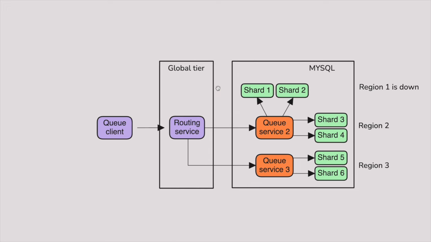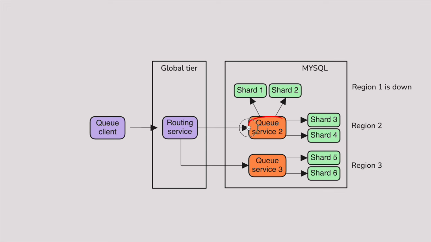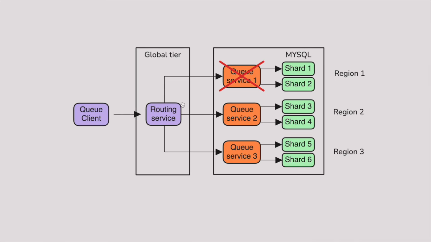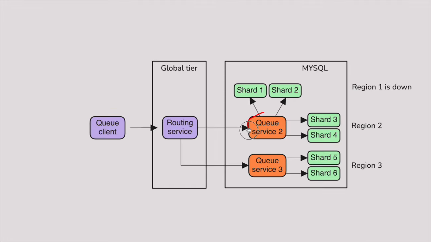In our case, let's say the client was using queue service 1 for publishing and reading messages, and queue service 1 became unavailable. So queue service 2 now is the owner of shard 1 and shard 2. As that happens, we need to make sure that the routing service is updated with the knowledge about the shards. And as the client tries to resend or retry consumption from the queue, it gets access to shard 1 and shard 2 through queue service 2.